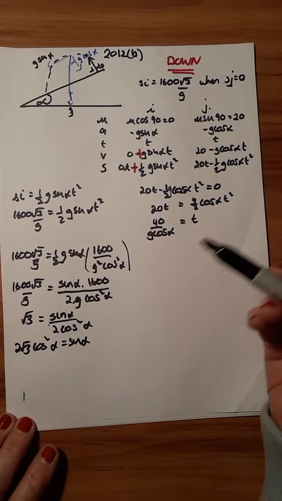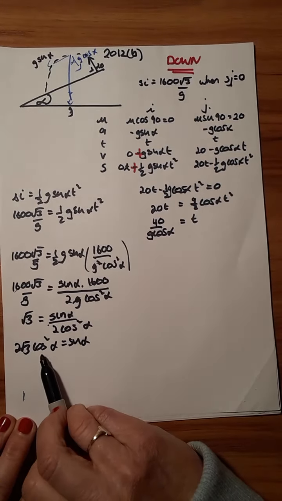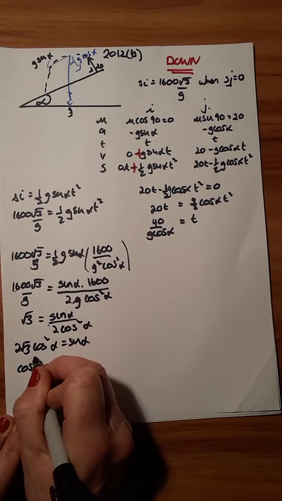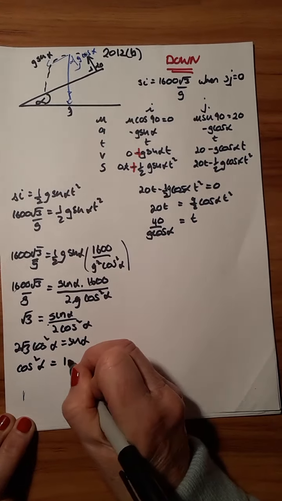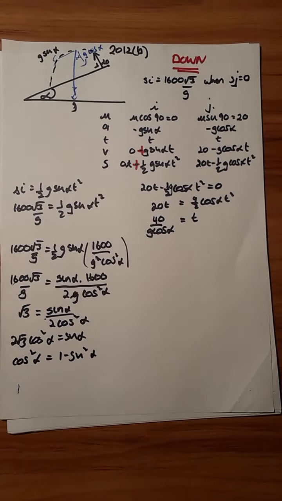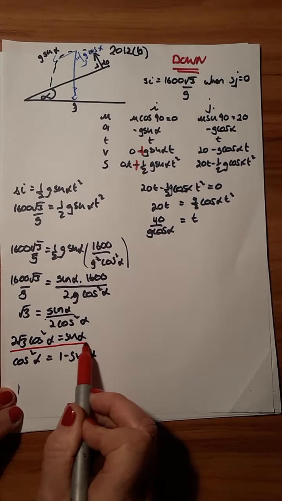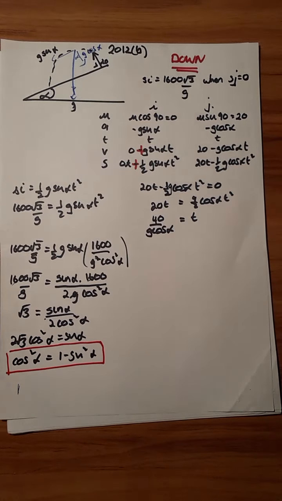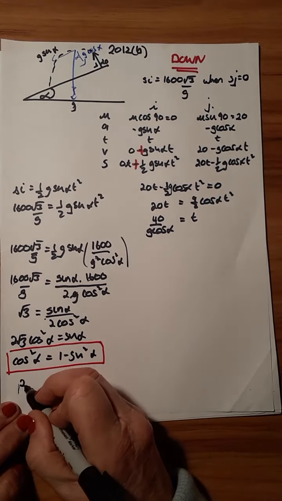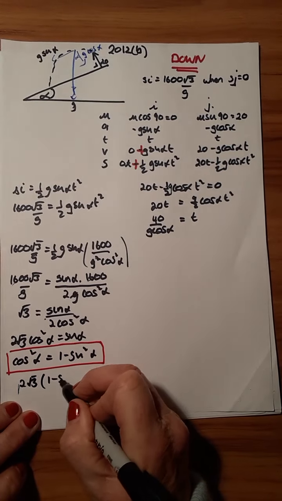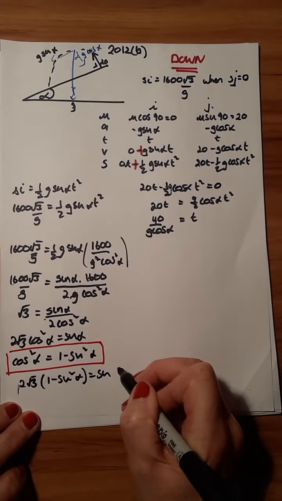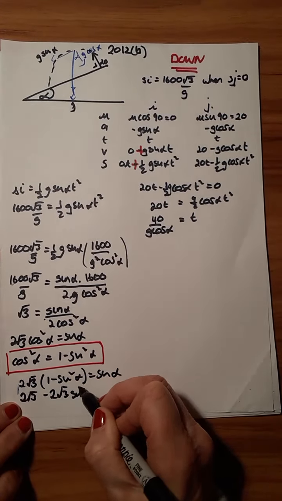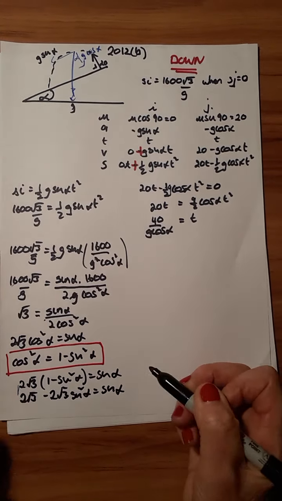So have a look at your options, go to your log tables, look at all the different options you have, and one of the ones that you do have is that cos squared alpha is equal to 1 minus sine squared alpha. So I'm going to use that one, because what that will do now is it will give me a nice quadratic in terms of sine. So this side will become twice root 3 into 1 minus sine squared alpha equals the sine of alpha. So that's twice root 3 minus twice root 3 sine squared alpha equals sine alpha.